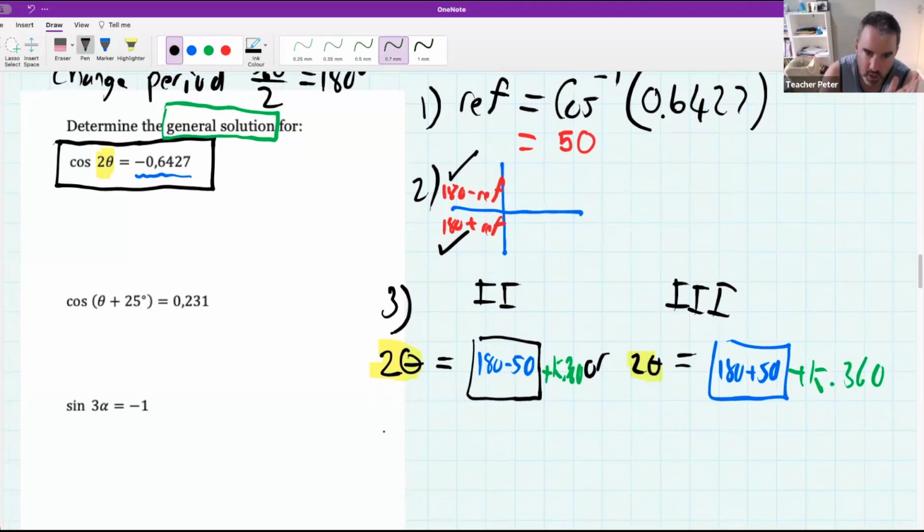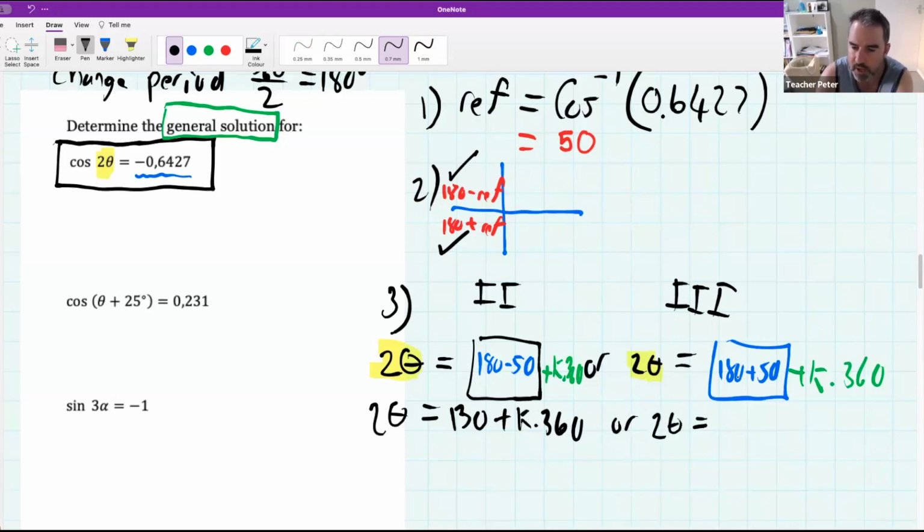So watch this. Are you happy that I get 130 plus k times 360? Are you okay with that so far? Okay, yes. And then on this side, I've still got a 2 theta, but this one is going to be 180 plus. So this is going to be 230 plus k times 360. Okay, now I have to deal with 2. And what you were saying was I have to divide both sides by 2.